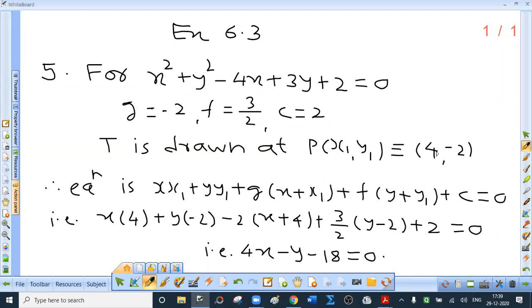Now what is tangent at x1, y1? This is the equation, but tangent is drawn at (4, -2). So substitute the values, simplify to get the answer as 4x minus y minus 18 equal to 0. How will you verify this? As (4, -2) lies on it, these coordinates should satisfy the equation. Check: 16 plus 2, 18 minus 18, 0. Yes.